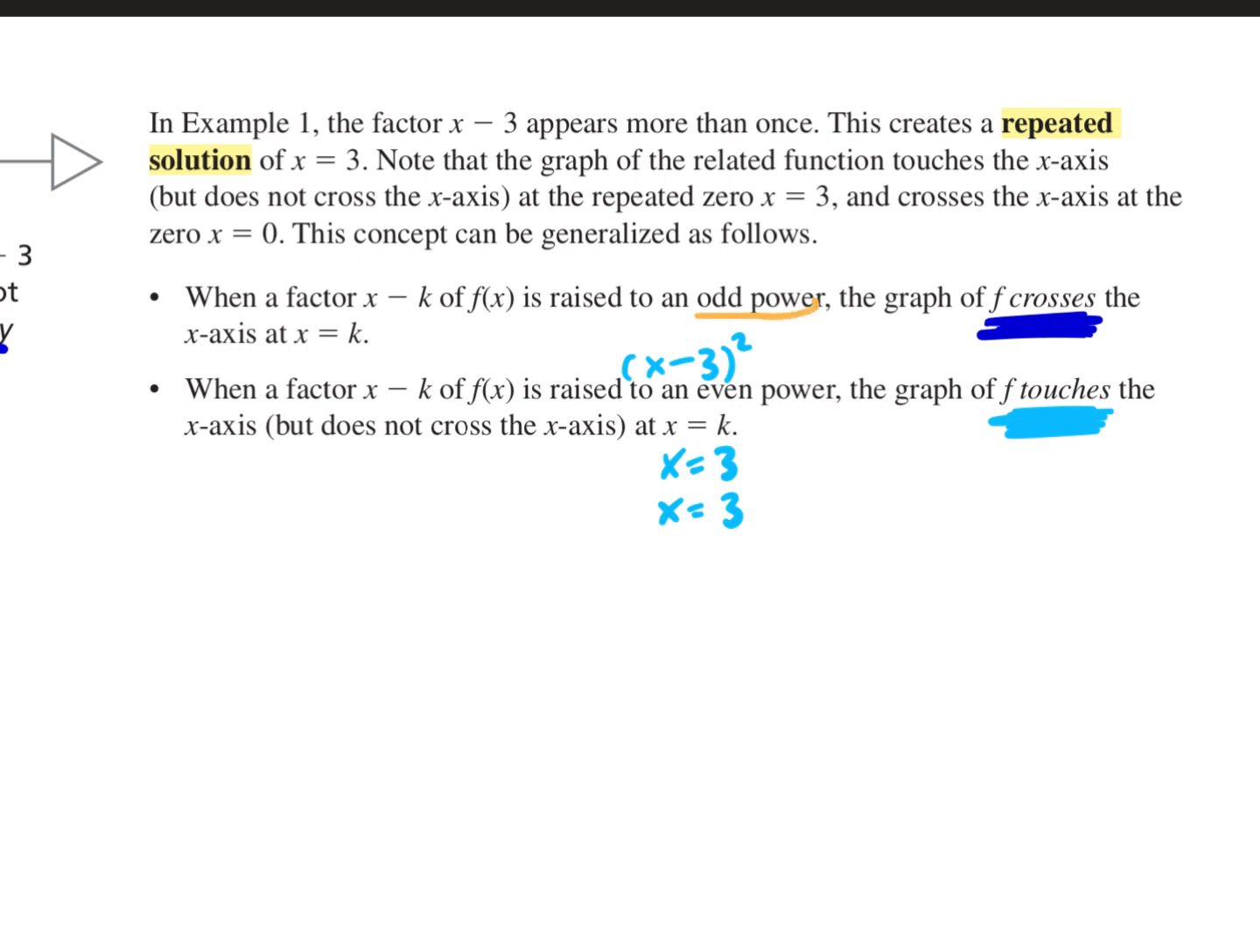So when we have odd multiplicity, it crosses. When it's even multiplicity, so because I have 2 of them, and 2 is even, it touches. And it just touches but doesn't cross. So this is an example of the even, because we're talking about the exponent.